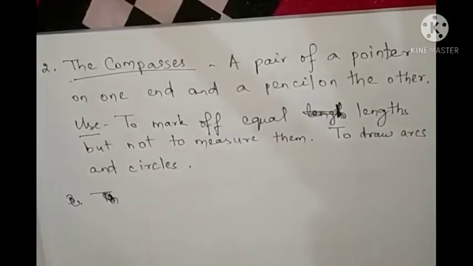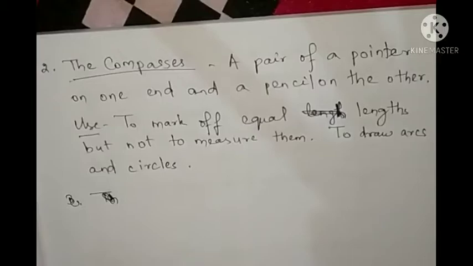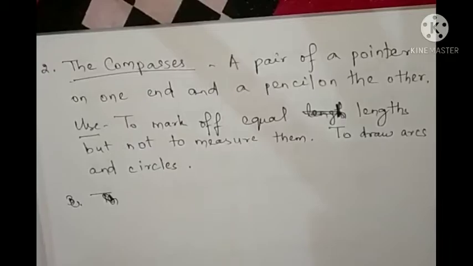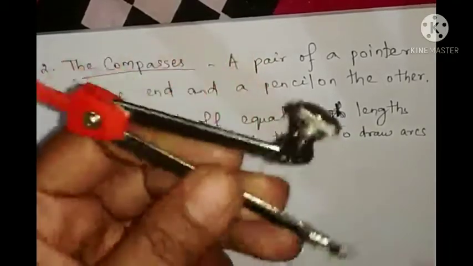Next geometrical instrument is what? Compasses. What is compasses? So look at here. A pair of pointers, one end a pointer and a pencil on the other. It is used to mark off equal lengths but not to measure them, to draw arcs and circles. So this is our compass.